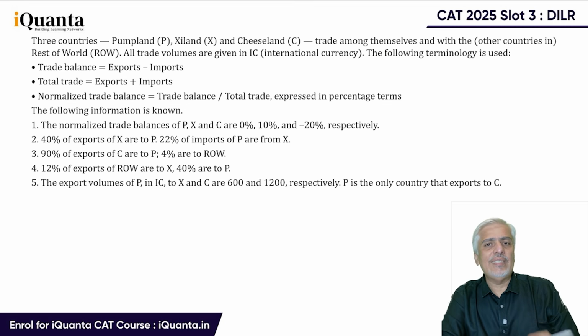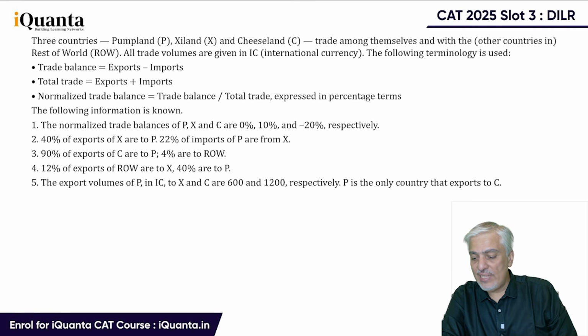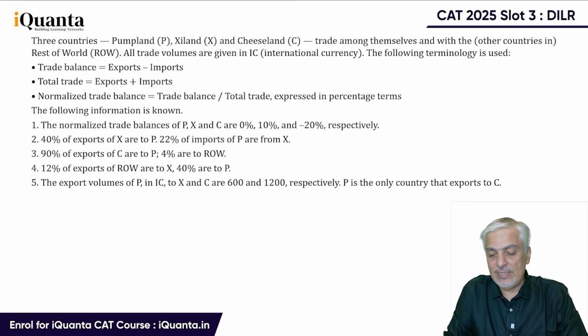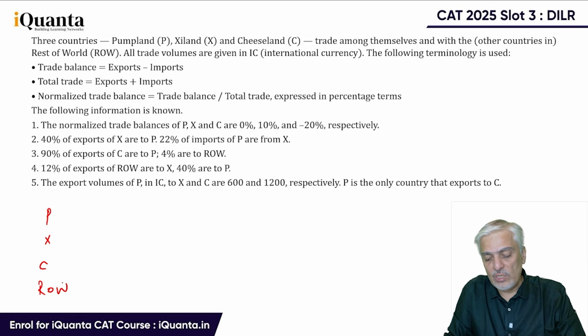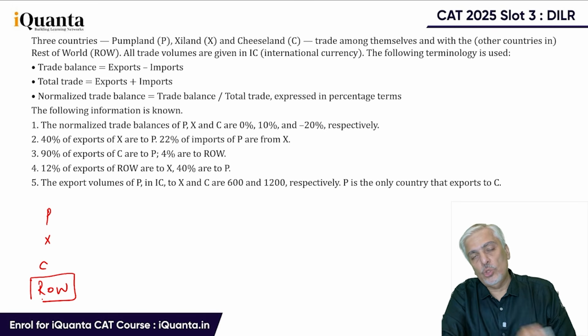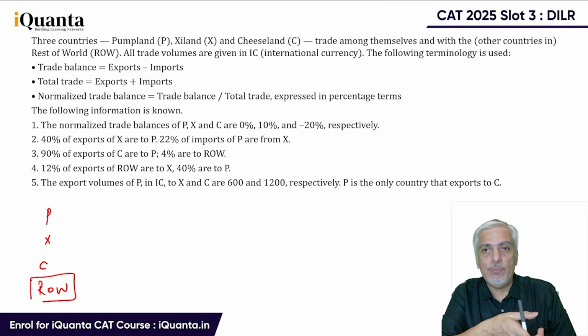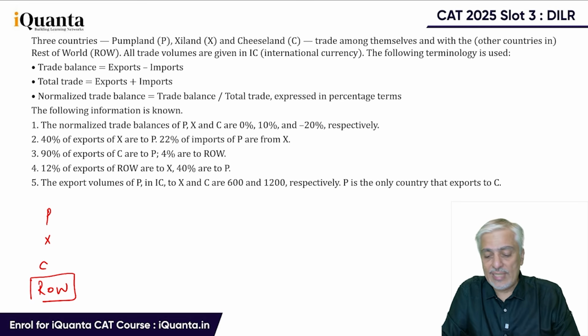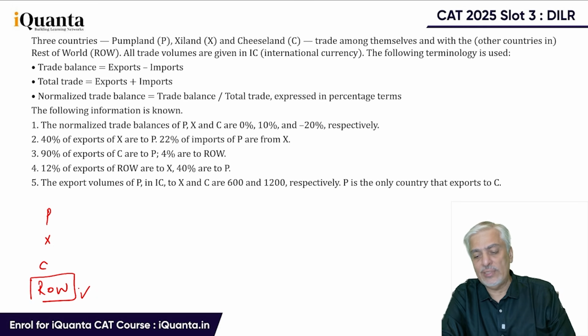Hi everyone. Let's have a look at the next set. The next set talks about 3 countries P, X and C trade among themselves and with other countries in the rest of the world. So basically there is P, X, C and rest of the world who would trade among themselves. Within the rest of the world there can be many countries. So in short, what will happen? P cannot trade with P, C cannot trade with C, X cannot trade with X, but rest of the world can trade with rest of the world. That was the main, very important part of this set.